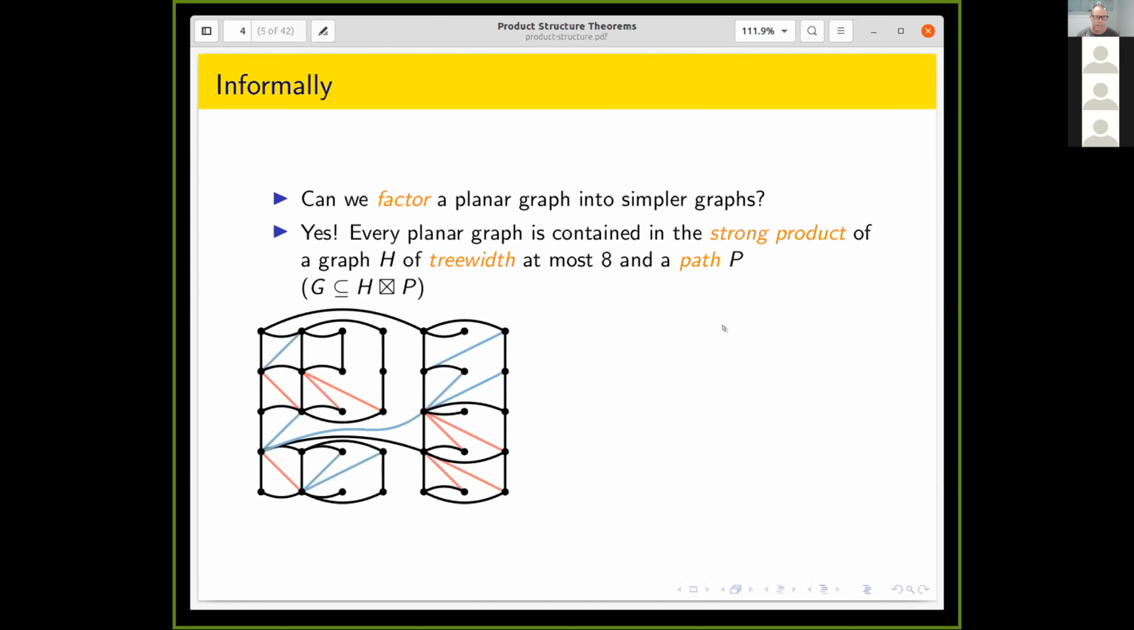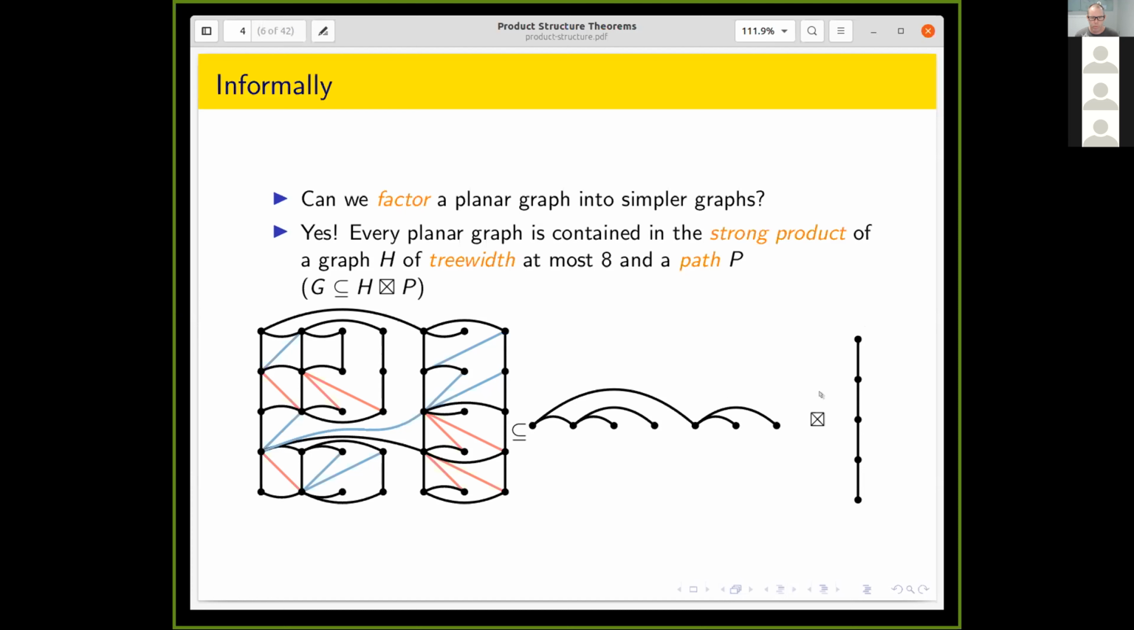So remember, paths and graphs of small tree width were somehow up near the top of our list among the simplest things, and planar graphs are pretty far down. So the picture looks like this. We'll see this kind of equation a lot. G is a subgraph of H times P. In this example here, H is a graph of very small tree width. It's a tree, so it has tree width 1. That is this binary tree that you see here, and P is this path with 1, 2, 3, 4, 5 vertices in it.